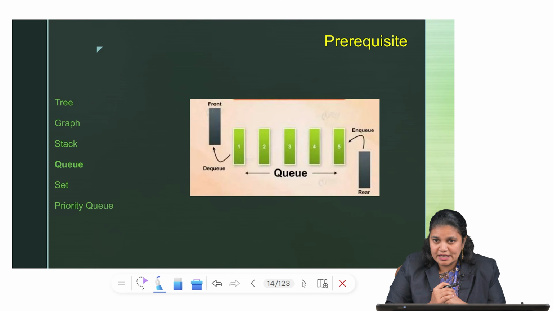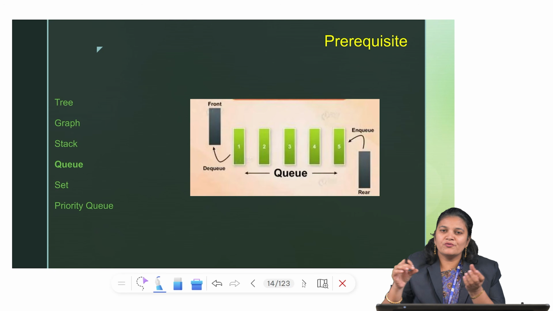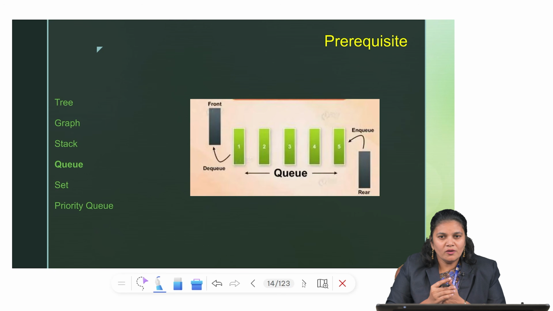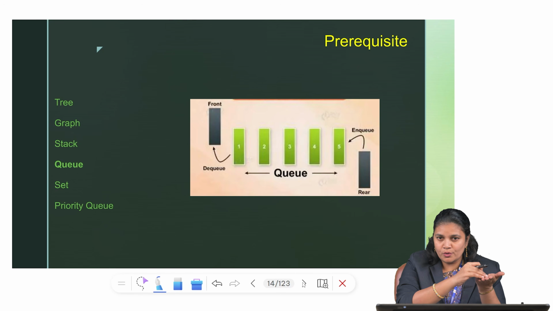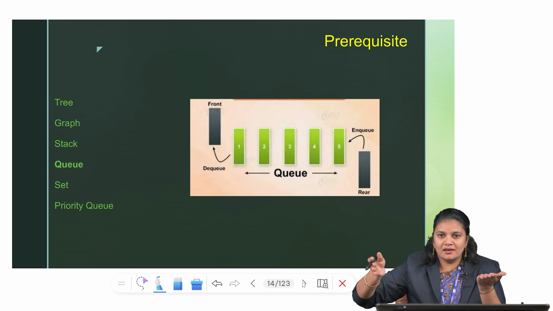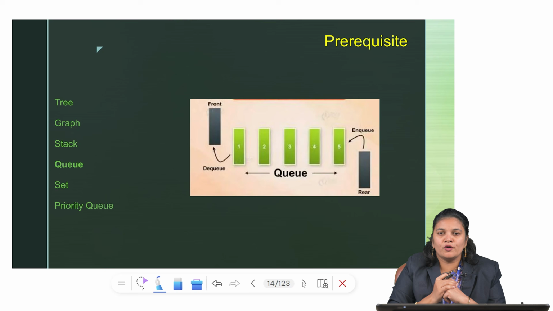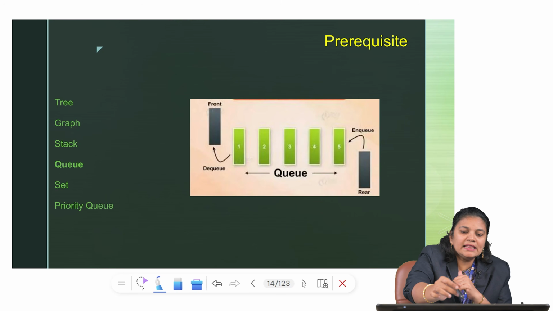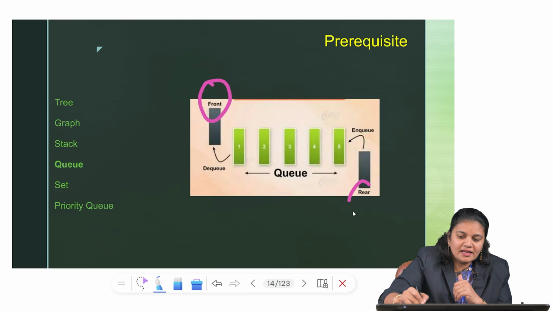The next one is a queue. We can think of a queue in a theater or at a ticket counter. The person who comes new will not go and stand in front of the queue. The queue is already there, so the person will join at the back end. We call it the rear end. And the person who gets the ticket first is the person who stands in front of the queue. So there is a front and there is a rear.